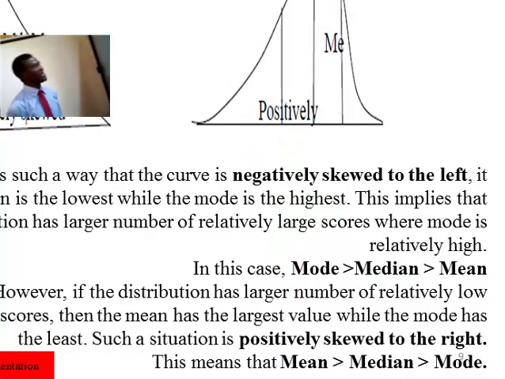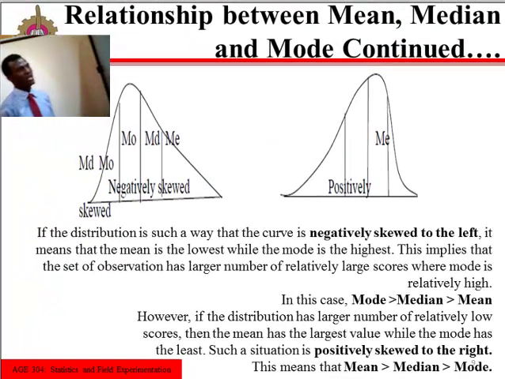But if the distribution is such that the curve is negatively skewed to the left, just like what we have on the board, it means that the mean is the lowest, while the mode is the highest. This implies that the set of observations has a larger number of relatively large scores where the mode is relatively high. In this case, the mode will be greater than the median, and the median will be greater than the mean.